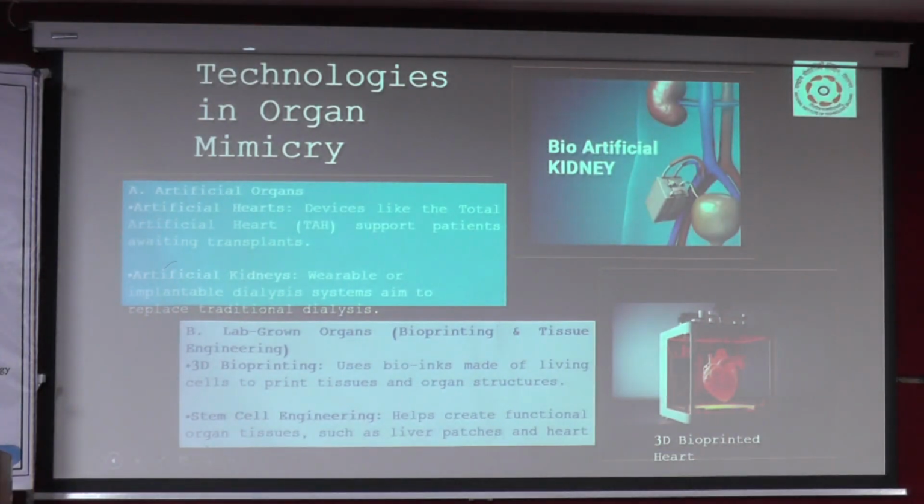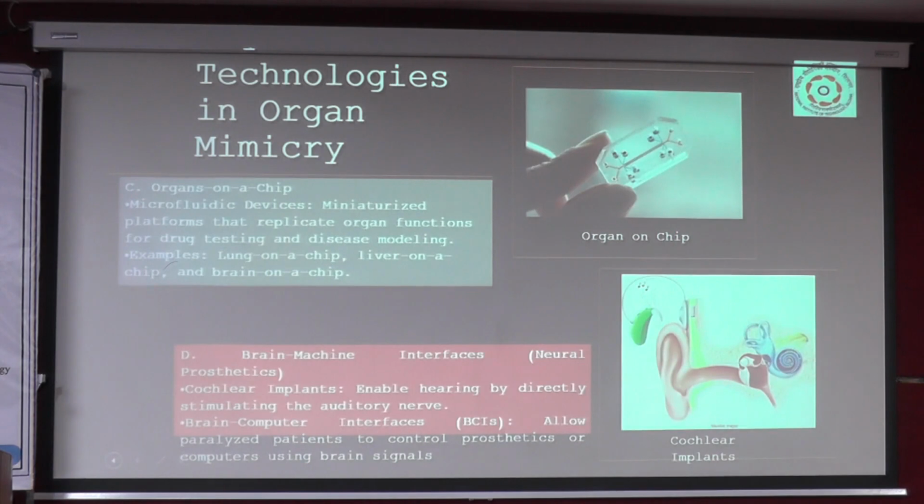So these are the technologies in organ mimicry, like the bioartificial kidney, which Bodies is already giving his lecture on. Then brain-machine interfaces and neural prosthetics: cochlear implants enable hearing by directly stimulating the auditory nerve. So that is also possible. You can make a chip and implant it inside the ear. Brain-computer interfaces are also there.